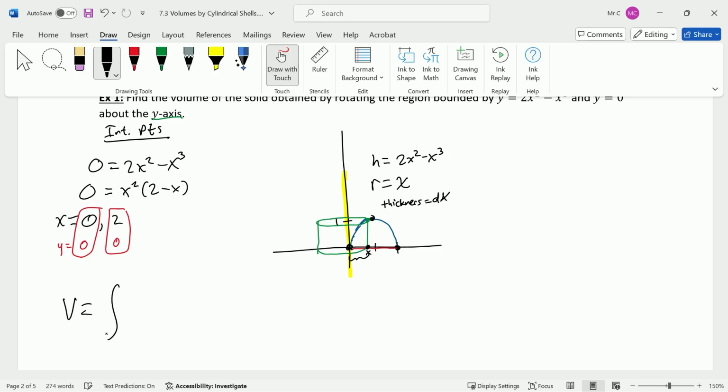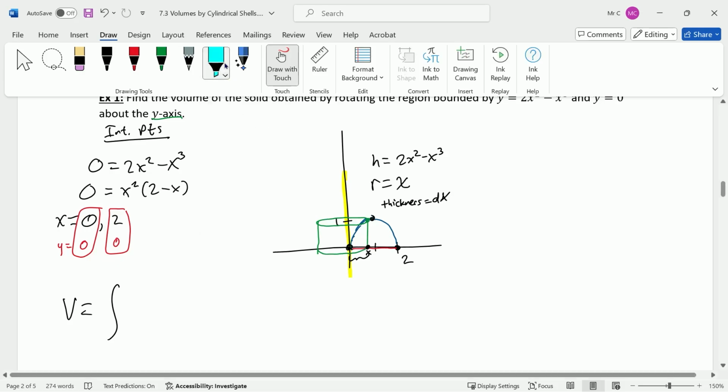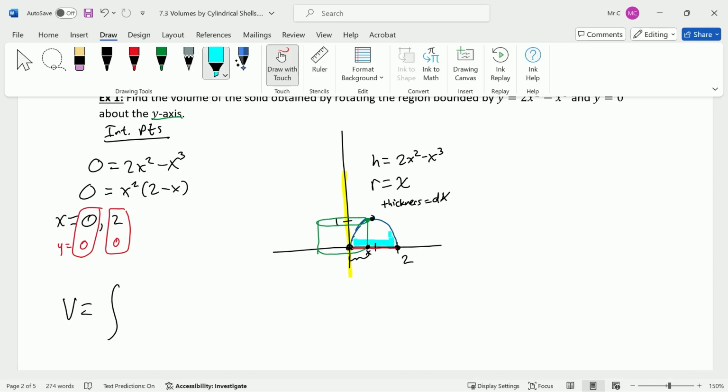Always keep in mind that your bounds for your integral, these formulas are all derived using the bounds of the original region you drew. So if I highlight the original region we drew, this is the only thing you look at when you're determining what your bounds are for your integral. And since we're integrating with respect to x, I use the bounds for x from 0 to 2.